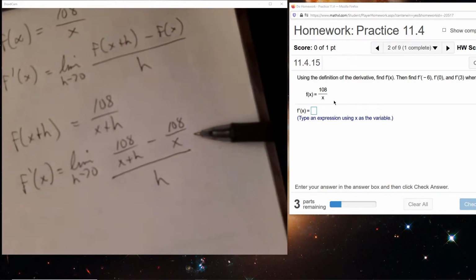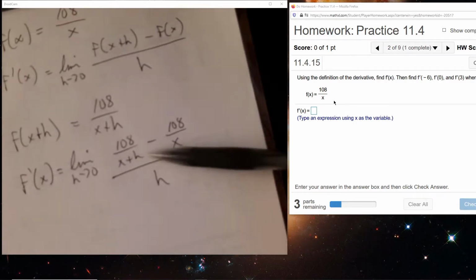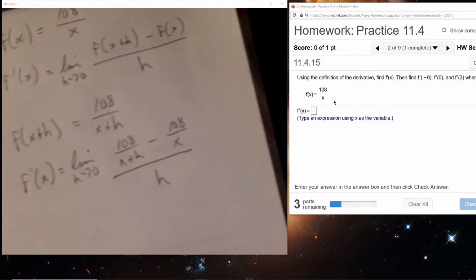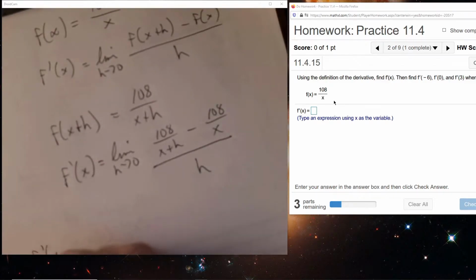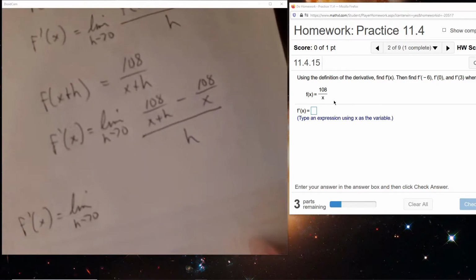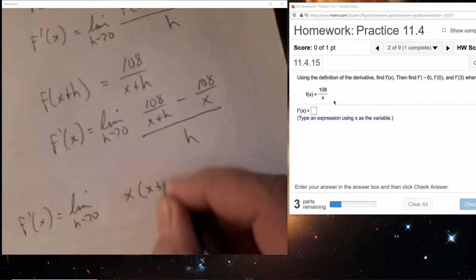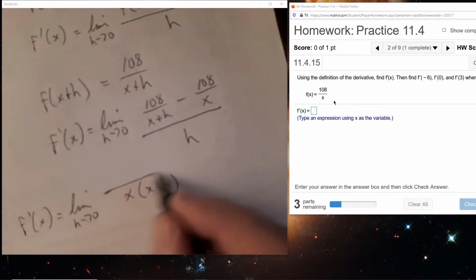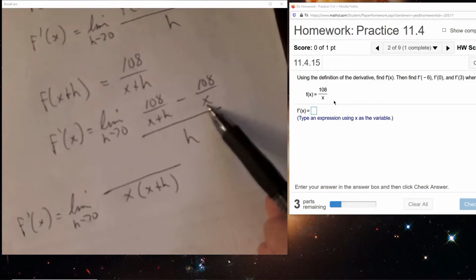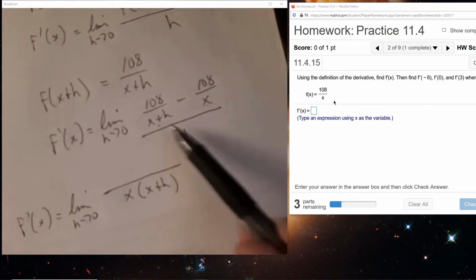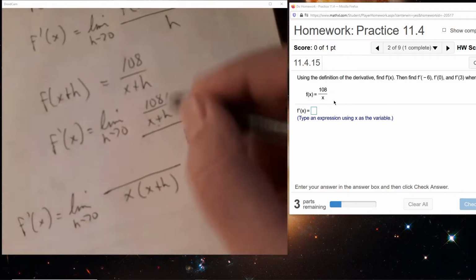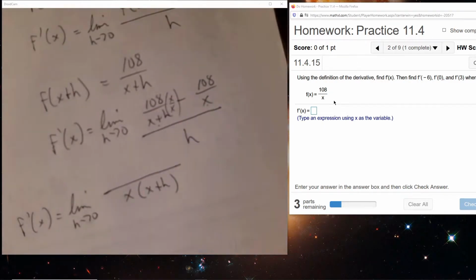So here we have two fractions in the numerator. So to deal with these two fractions in the numerator, we'll find a common denominator and bring them together. So the common denominator there would be x times x plus h. So just multiplying this denominator times this one will get us a common denominator. And so that means we have to multiply this by x over x. And we multiply this by x plus h over x plus h.